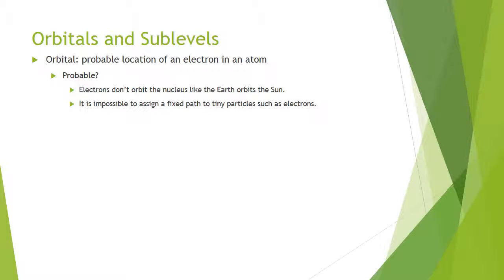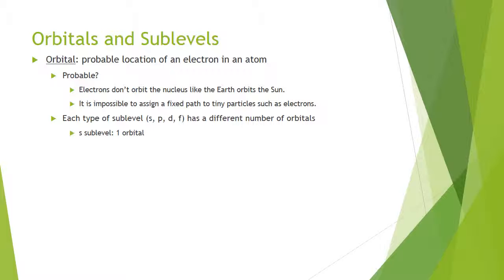In fact, as it turns out, it's impossible to assign any fixed path to tiny particles such as electrons. We really cannot say exactly where an electron is at any one time. Now we can determine probable locations, thus we talk about orbitals. As it turns out, each type of sublevel, in other words s, p, d, and f sublevels, each have a different number of orbitals. And it goes like so.